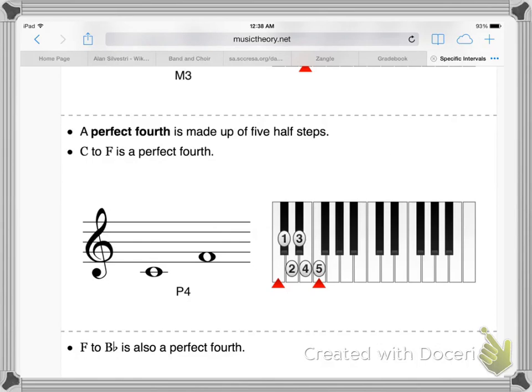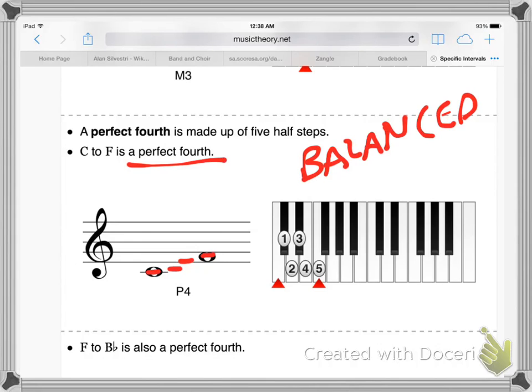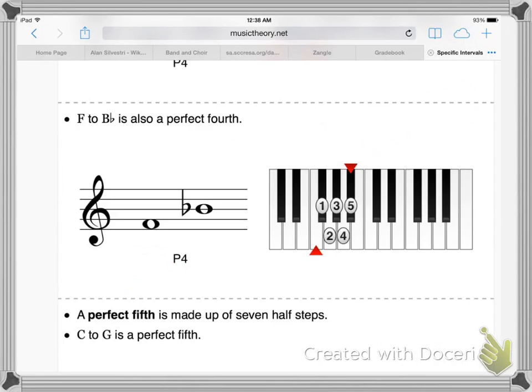A perfect fourth is made up of 5 half steps. The easiest way to know that it's a perfect fourth, notice that we don't say major, we say perfect for fourths, okay? It's a fourth, 1, 2, 3, 4, and the accidentals are balanced. Balanced meaning if the bottom one was sharp, the top one would have to be sharp as well for it to be perfect, okay? F to B flat is also a perfect fourth. 1, 2, 3, 4.